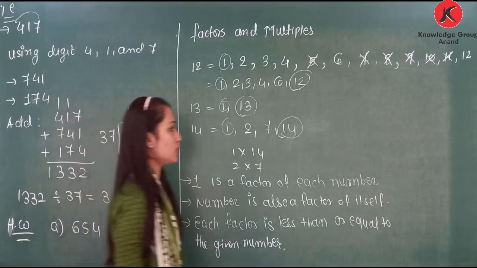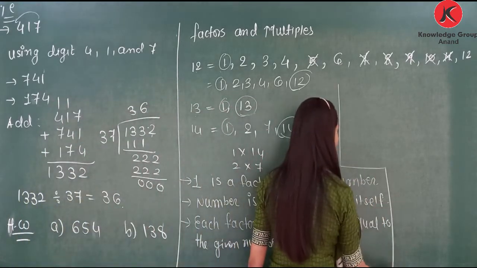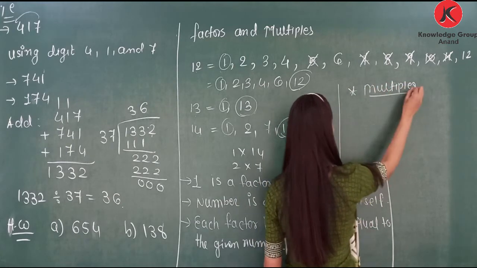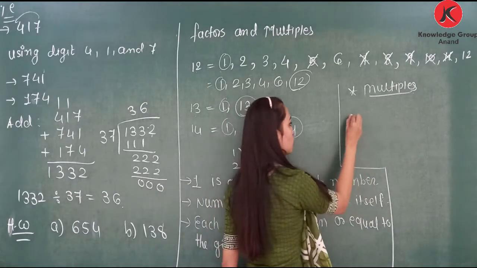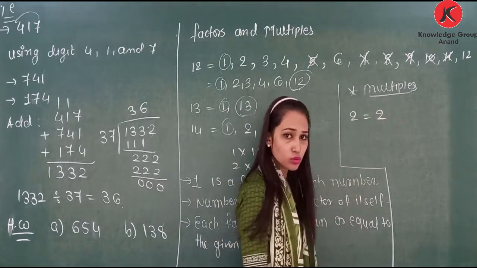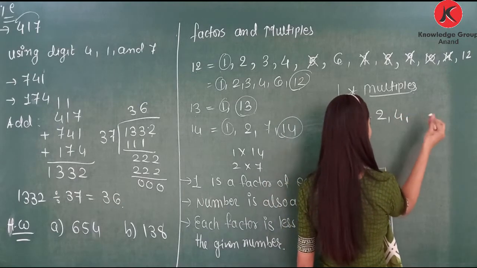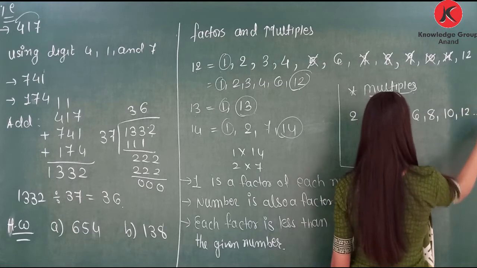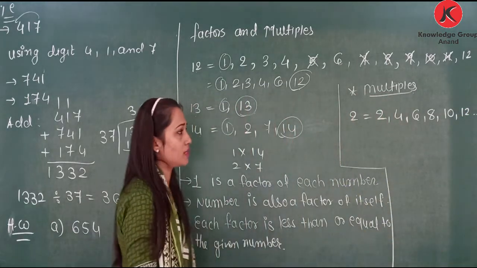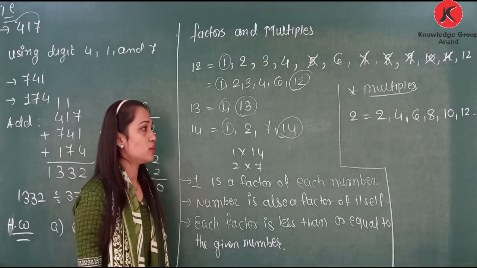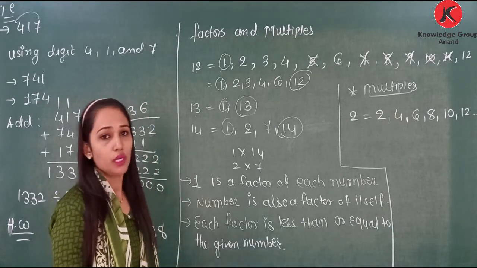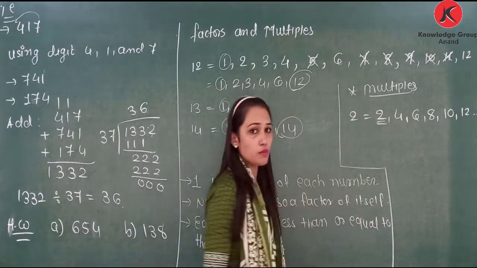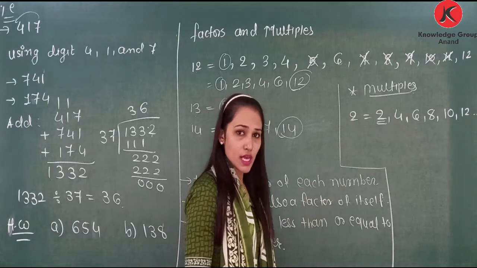Okay. Now let's consider the multiple. What is a multiple? First of all, we revise the concept of multiple. If we take the number 2, then the multiples of 2 are: 2 ones are 2, 2 twos are 4, 2 threes are 6, 2 fours are 8, 2 fives are 10, 2 sixes are 12. Likewise, we multiply 2 with a number and we get a multiple. If we multiply 2 with any number, then we get a multiple of 2. So you can see the multiples of 2 start from 2. It means the number is a multiple of itself.